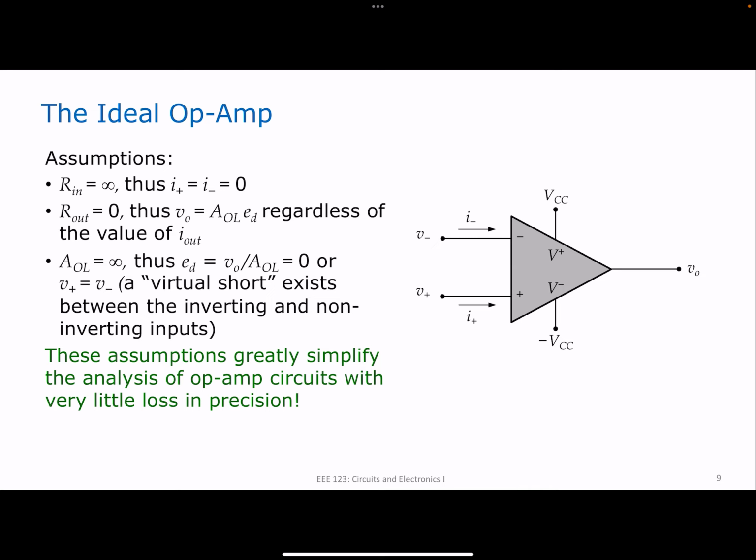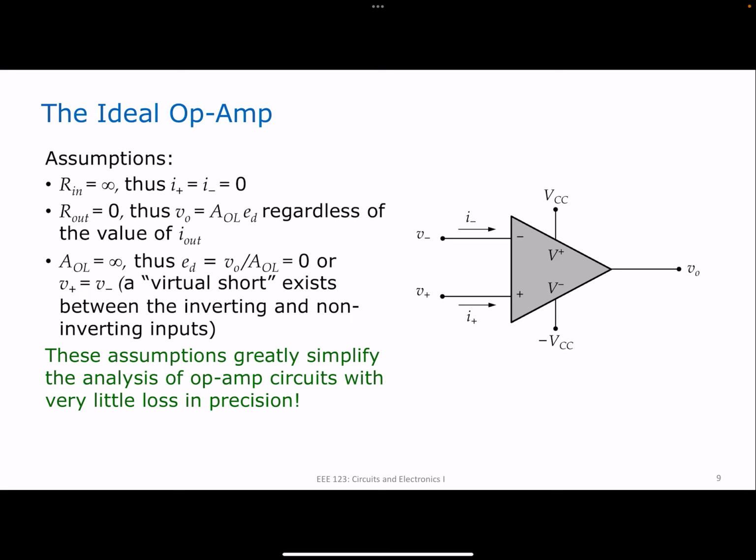If V plus is equal to V minus, it appears that this terminal is shorted to this terminal. However, it is not a real short. We call it a virtual short because it is only a short in terms of the voltage between this terminal and this terminal. But in terms of current, it is an open circuit. It's a little enigmatic. It is a short with respect to voltage, but with respect to current, it's open.